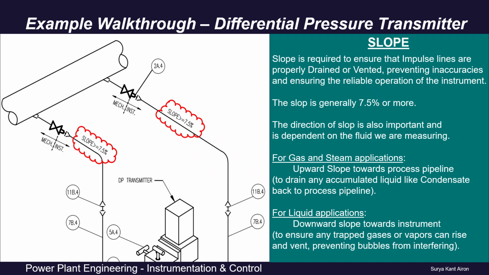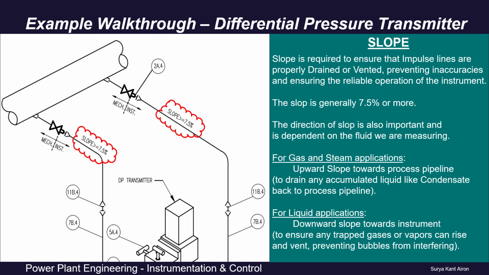Whereas for liquid applications, the tubing should have a downward slope toward the instrument to ensure any entrapped gases or vapors can rise and vent, preventing bubbles from interfering with the measurement. For steam applications, similar to the gas applications, the instrument tubing should be sloped upward from the process connection to the transmitter. This allows condensate to drain back into the process, preventing it from affecting pressure readings.